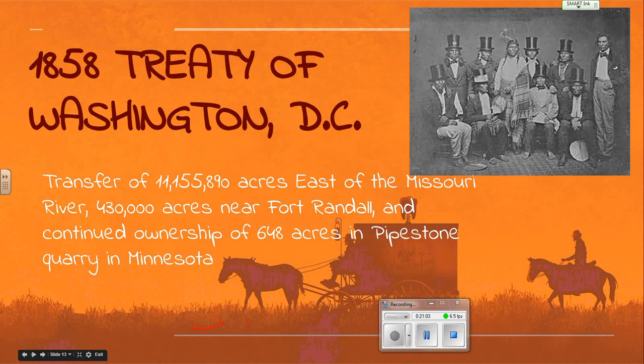The next treaty happened in 1858, and this was called the Treaty of Washington, D.C., because obviously it happened in Washington, D.C. This was a transfer of about 11 million acres east of the Missouri River, 430,000 acres near Fort Randall, and continued ownership of 600 some acres near Pipestone in Minnesota. How many of you have gone up to Pipestone? Maybe seen some of the tribal stuff up there? Yeah. So I think it's interesting that they even recognize little Pipestone that's 45 minutes away from here.